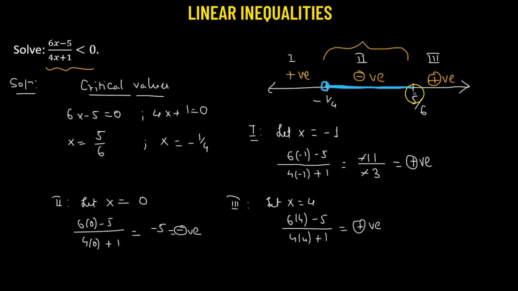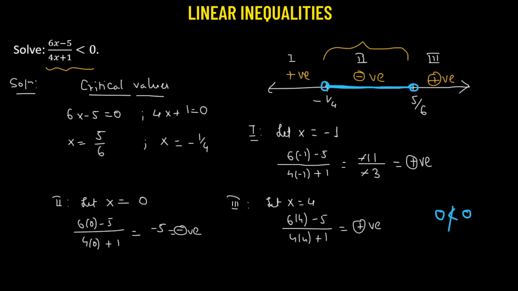And what about 5 over 6? If we substitute 5 over 6 into the expression, this becomes 0. Now 0 is not less than 0. That is what we get when we substitute x with 5 over 6 into our expression. So this is not possible. That means 5 over 6 is also not a part of our solution.